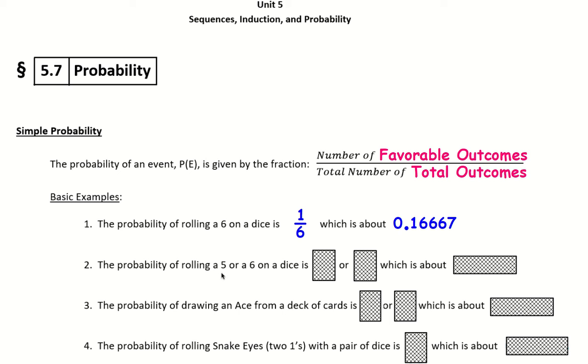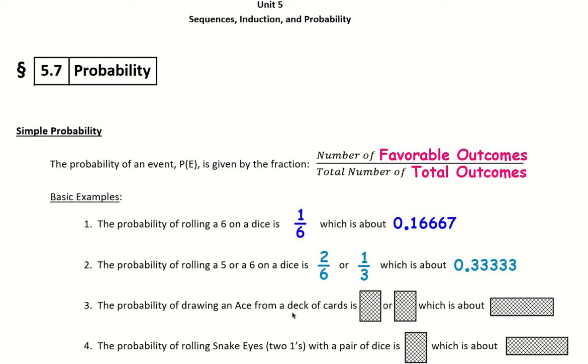The probability of rolling a 5 or a 6. Don't get confused by the word or, and don't overthink it right now. You're still just doing one roll of the dice, but now there are 2 ways to win. There are 2 favorable outcomes out of the 6, which of course reduces to 1/3, and the decimal would be that, and then of course you could talk about the percent being about 33.3%.